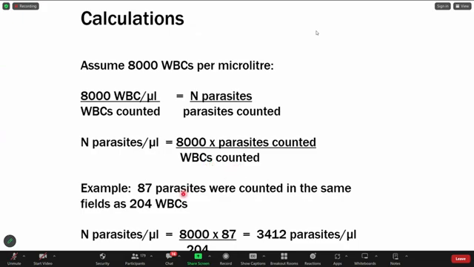For example, if you have counted 87 parasites in 204 WBCs, it will be 8,000, the average absolute WBC count, times 87, the number of parasites, divided by 204. Then our parasite density will be 3,412 parasites per microliter.